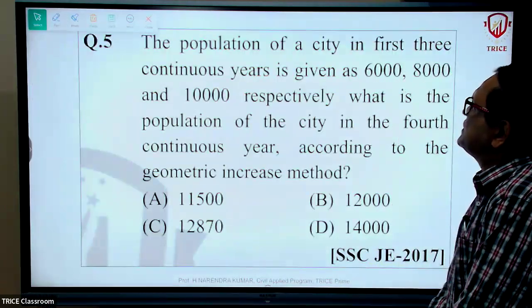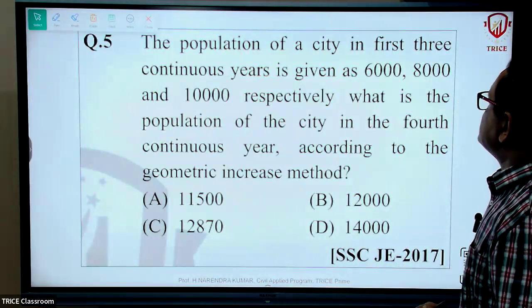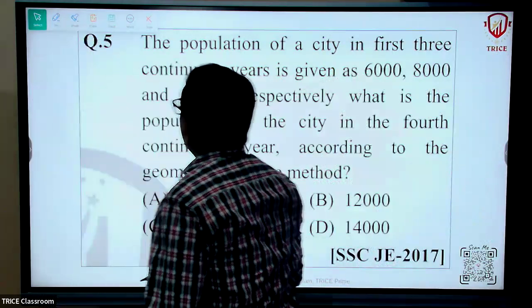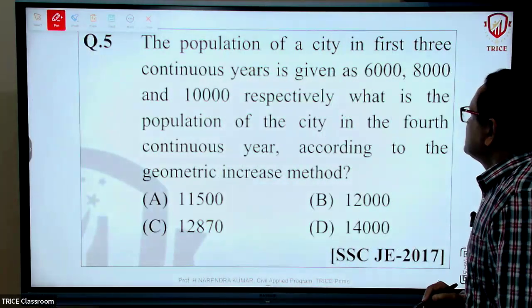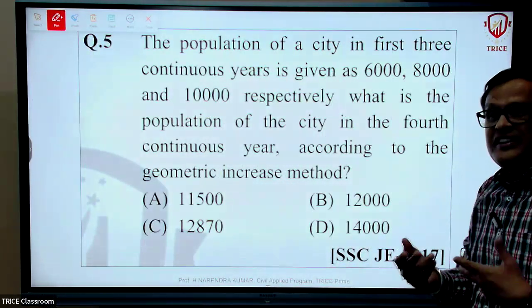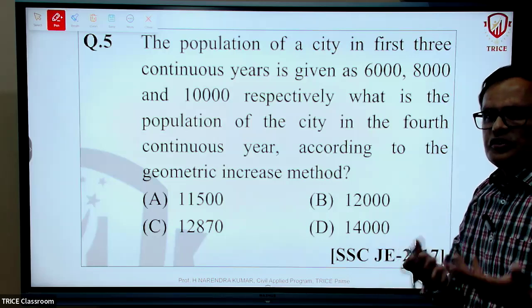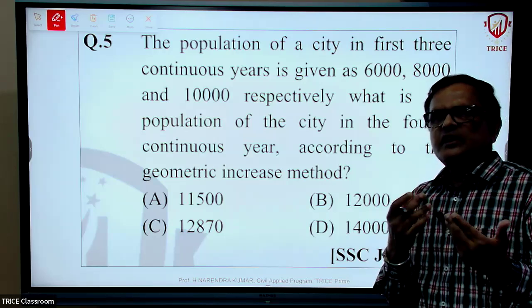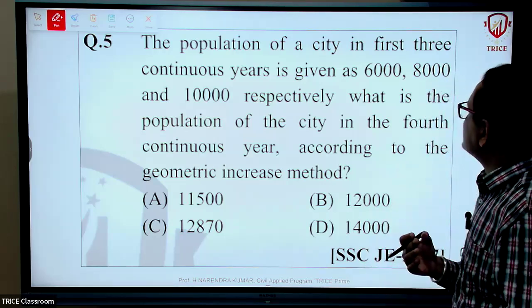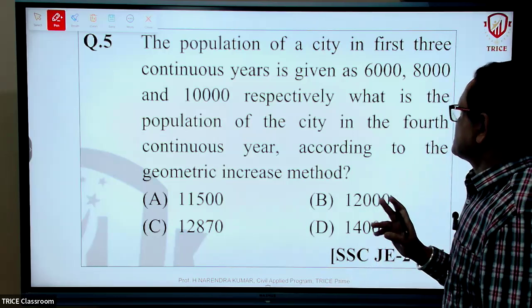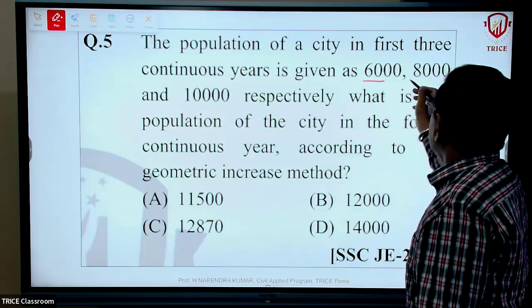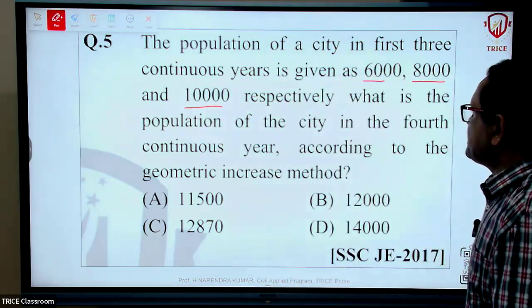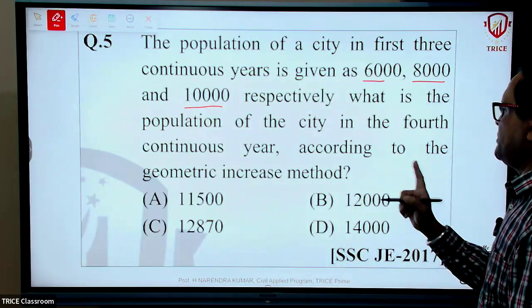Next question. The population of a city in the first 3 continuous years. Don't get confused here because you are used to decadal variations. Usually you solve problems based on the decade, 10 years. But here it says the first 3 continuous years are given as 6,000, 8,000, 10,000 respectively. What is the population of the city in the 4th continuous year?